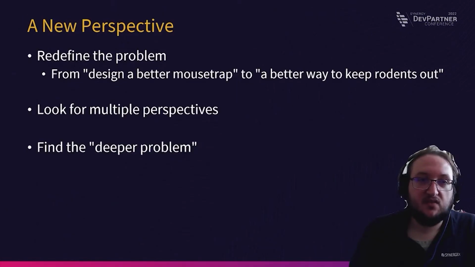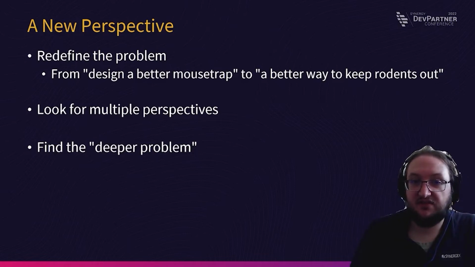And so then we also want to start looking at things from a new perspective. If we start digging into the problem, we start doing things like, well, let's redefine the problem. Once you start thinking about that, instead of saying, well, we need to design a better mousetrap, we need to design our application to not fall over, we start asking things like, well, we need a better way to keep rodents out. We need a better way to just stop this from happening altogether. We need a better design to avoid this issue.